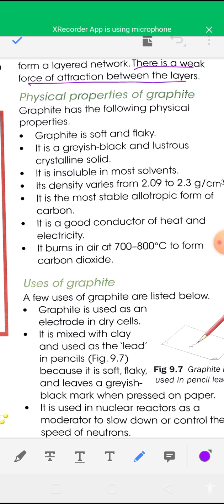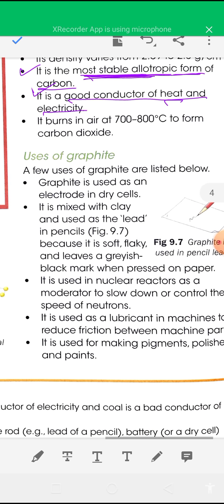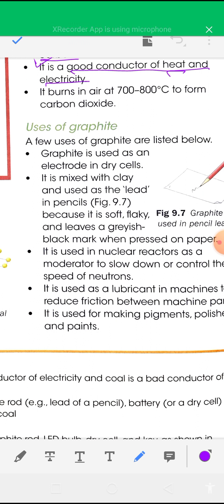Physical properties of graphite. Graphite is soft and flaky. It is a grayish black, lustrous crystalline solid. It is insoluble in most solvents. It is a good conductor of heat and electricity. And graphite is the most stable. Remember that graphite is the most stable allotropic form of carbon. Okay. Uses of graphite. There are many uses of graphite.